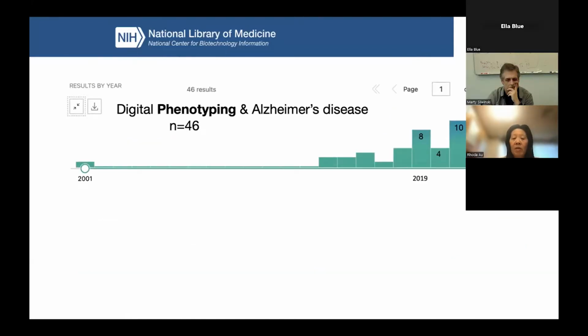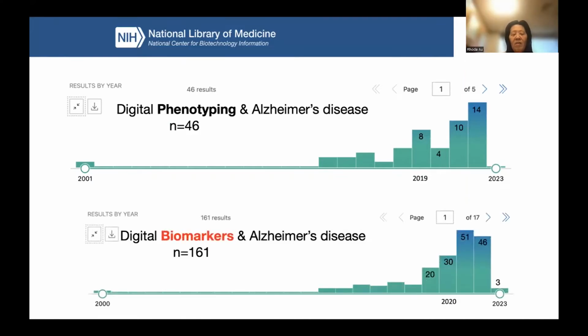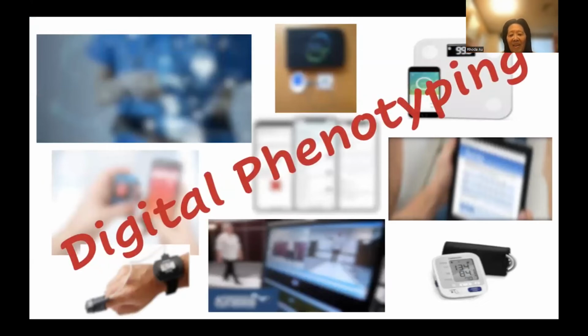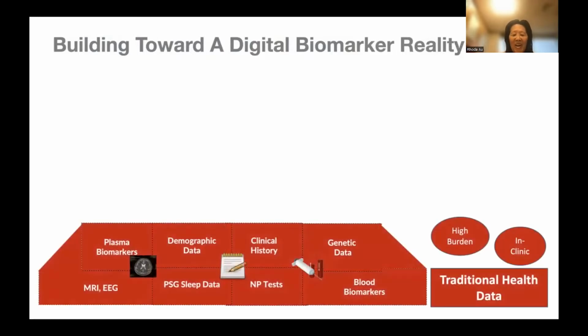If we look specifically at Alzheimer's disease, the number drops a bit. But what's interesting is that the concept of digital biomarkers is actually outpacing that of digital phenotyping. And that's very interesting because, in fact, much of what we're doing is digital phenotyping, and we have not gotten to the realm of digital biomarkers. So really what I want to do is talk about how we get to a digital biomarker for real, even though we think we're doing it already.